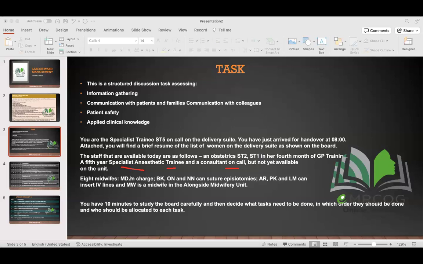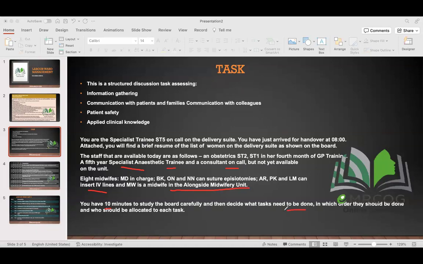8 midwives are with you, okay? So you have the midwife in charge, MD, PK is on, and NN can suture episiotomies. You also have 3 midwives that can insert the IV line, and there is also 1 midwife in the alongside midwifery unit, okay? So you are now in a hospital with a midwifery unit, and there is 1 staff there, right? That's good. So I have 10 minutes, like usual, to study the board carefully and then decide what tasks to be done.